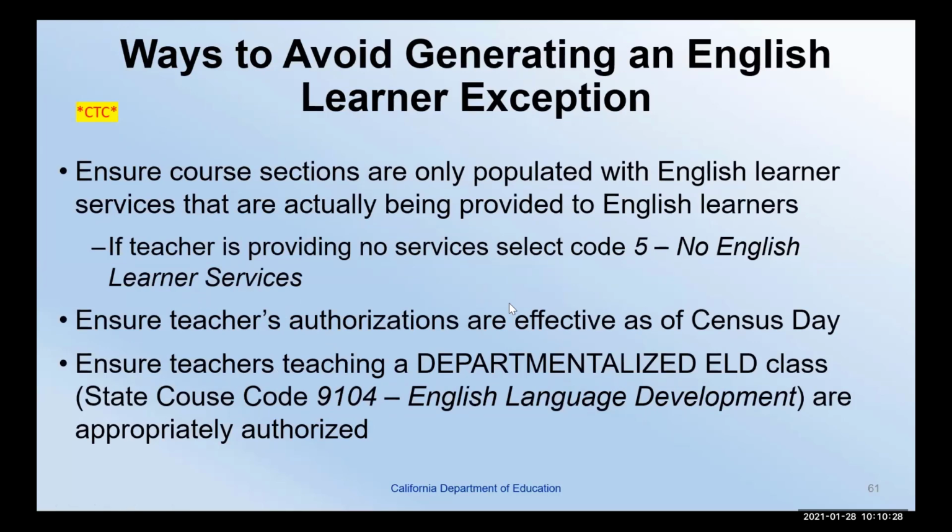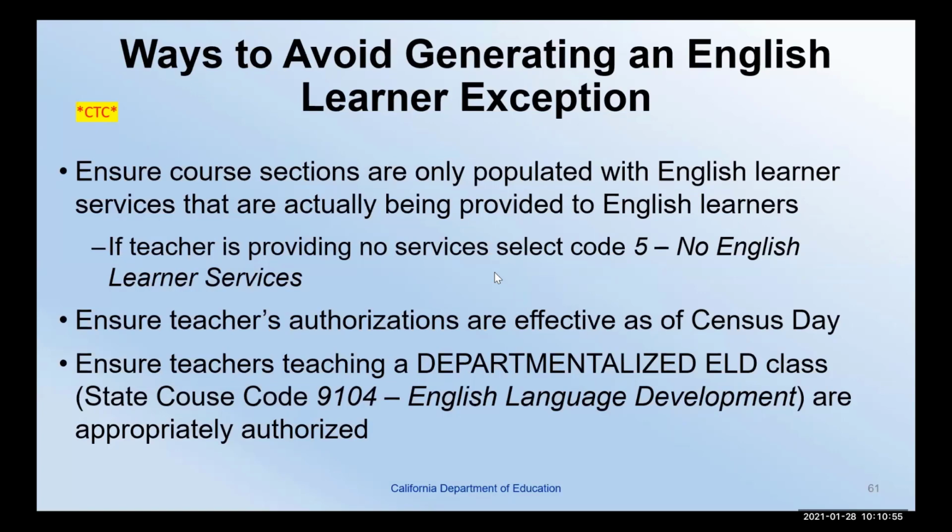Okay, and so ways to avoid generating an English learner exception. Well, you can ensure the course sections are only populated with English learner services that are actually being provided. For example, if no English learner services are being provided, you can select 5, no English learner services, and we're not going to evaluate for any. So that's an important one. And also ensure the teacher's authorizations are effective on census date.